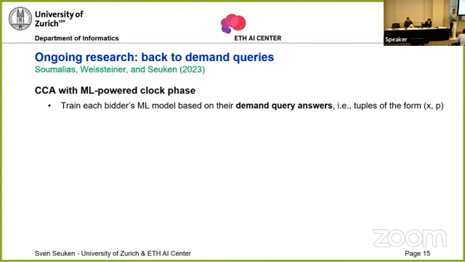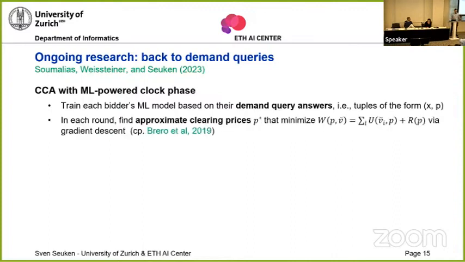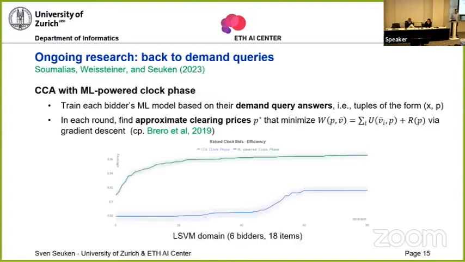The idea here is to train each bidder's machine learning based model based on their demand query answers, which are tuples of the form bundle and price at which this bundle was optimal. And then in every round, we're going to find an approximate clearing price vector P star that minimizes this function W, which is the sum over the indirect utility functions of the bidders and the indirect revenue function. And this is an idea that was previously put forward by Brero et al.